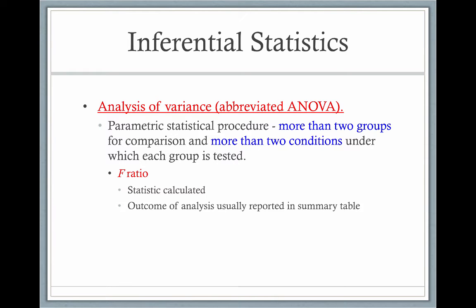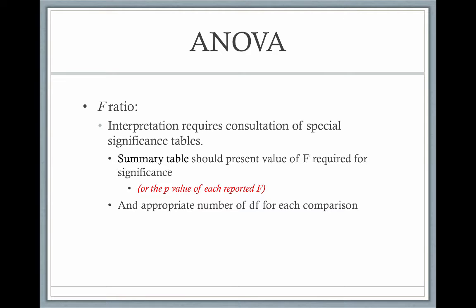Continuing on, let's talk about the analysis of variance, abbreviated ANOVA. You might have heard of this. Analysis of variance, ANOVA, is a parametric statistical procedure used where there are more than two groups for comparison and more than two conditions under which each group is tested. The F ratio is the statistic that is calculated, and the outcome of the analysis is usually reported in the summary table.